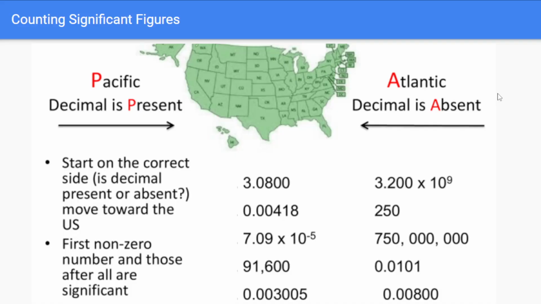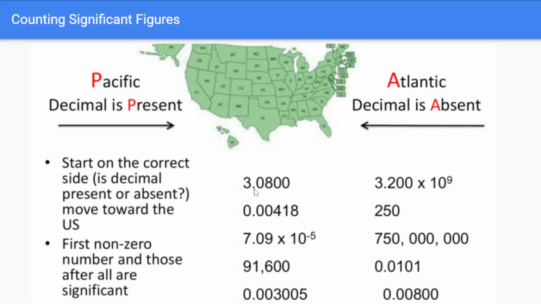So counting significant figures, there's a trick. If there's a decimal present, we count digits from the Pacific side or from left to right, but we have to start at our first non-zero digit. If the decimal is absent, we count from the Atlantic side, and we do the same thing. We go from right to left, counting at our first non-zero.